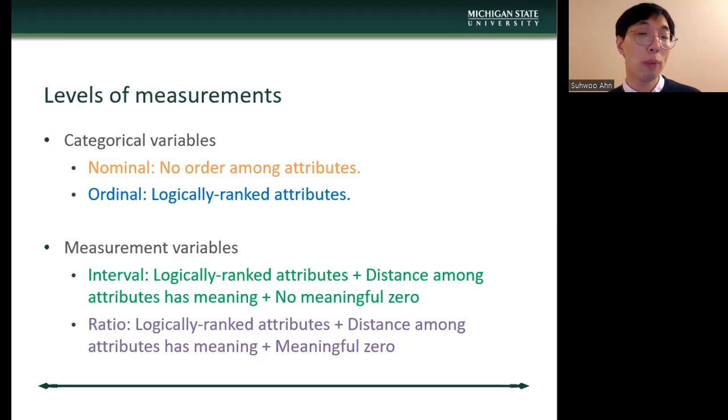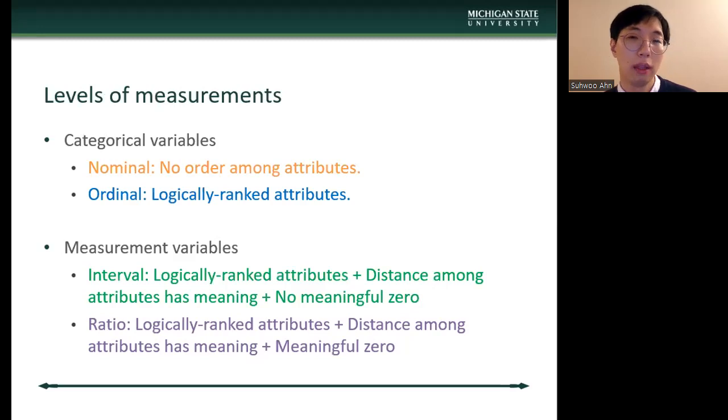The first one is nominal measure, which means that there's no order among attributes. Like where I come from: Wisconsin, Michigan, Ohio. There's no order among the states. Or which party do you support? Democrat, Independent, Republican. There's no natural order among these attributes. Then we can say this is a nominal variable, the nominal level.